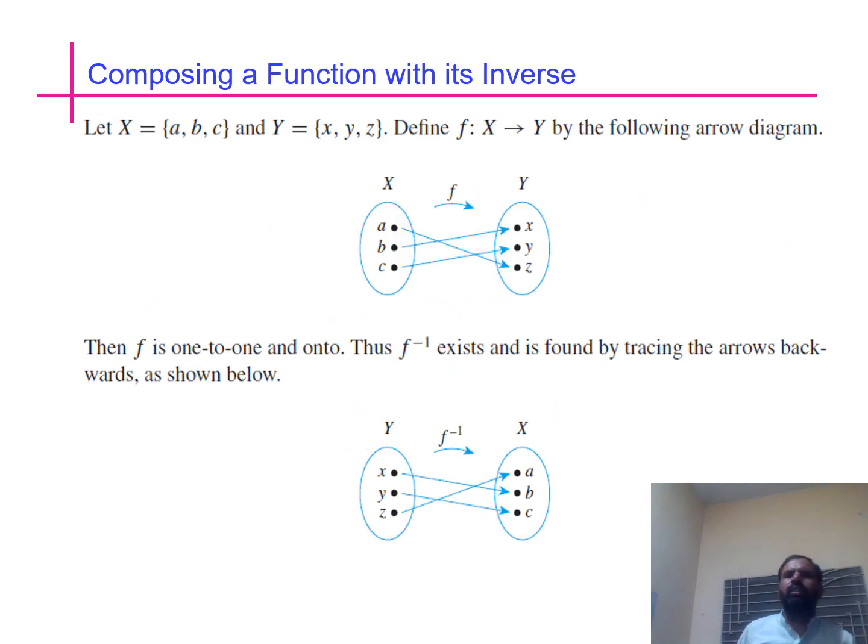Composition of a function with its inverse. Let X be equal to {a, b, c} and Y be equal to {x, y, z}, and define f from X to Y by the following arrow diagram: a to z, b to x, c to y. Then f is one-to-one and onto. So f inverse exists and is found by tracing the arrows backwards. So f inverse means arrows from this to this, from Y to X. So this will become the f inverse.